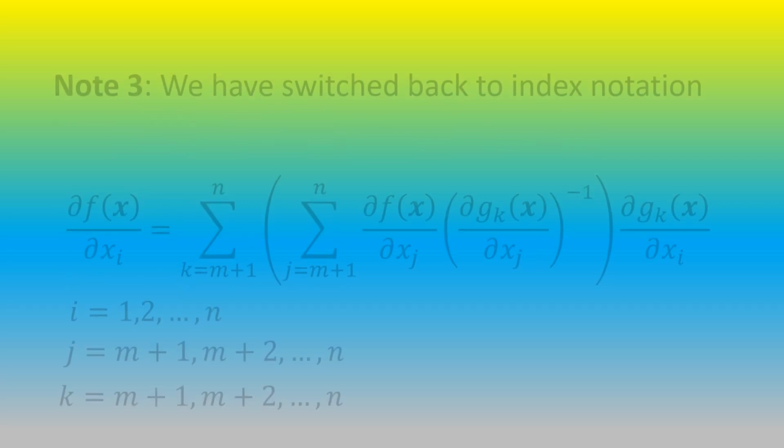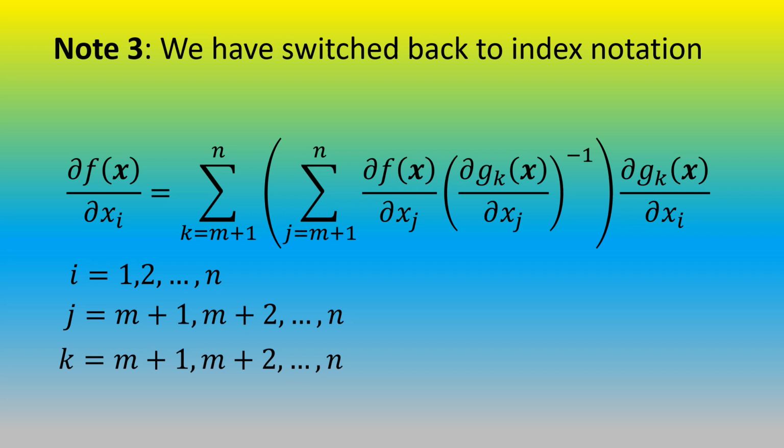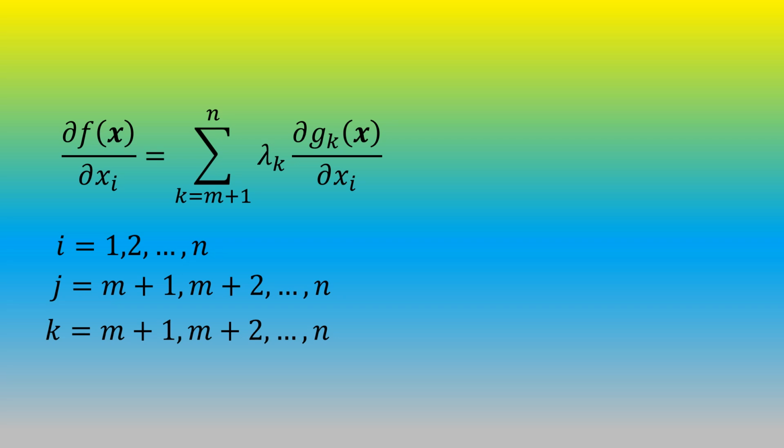Alright, so we have switched back to index notation over here. So we went from matrix form to index form. And we're actually going to call that summation over j lambda sub k. And we don't know if that's a constant or if it varies across the x's. We don't know. But we'll call it lambda sub k. Alright, so now let's express this a bit more elegantly. So lambda sub k is equal to that summation right there over j.